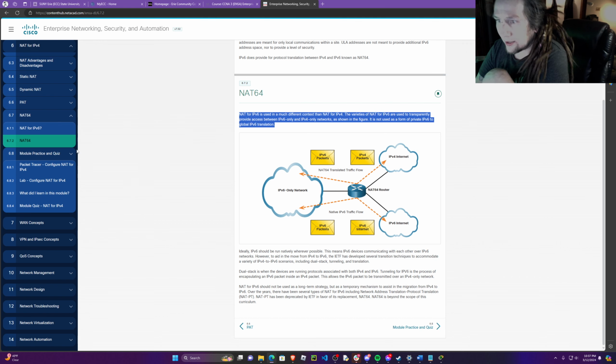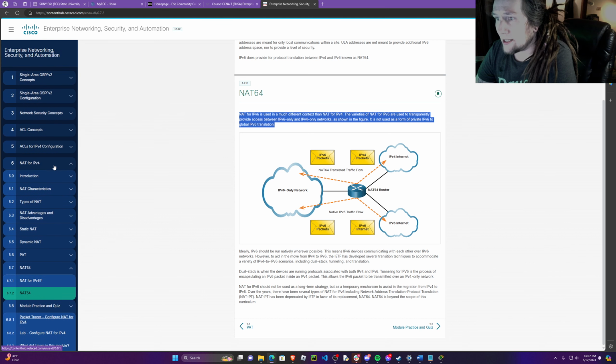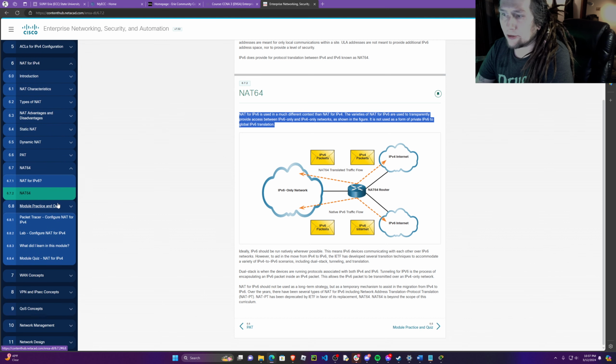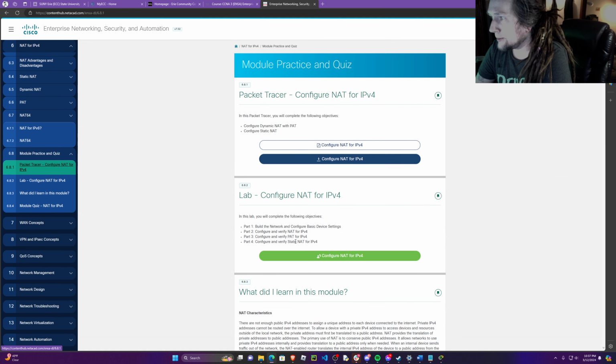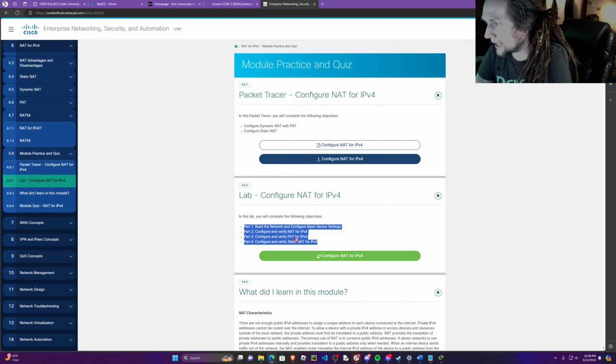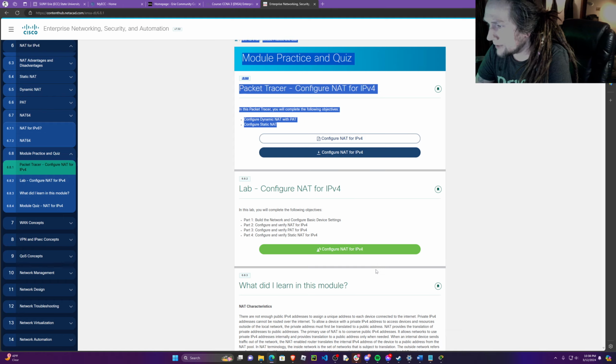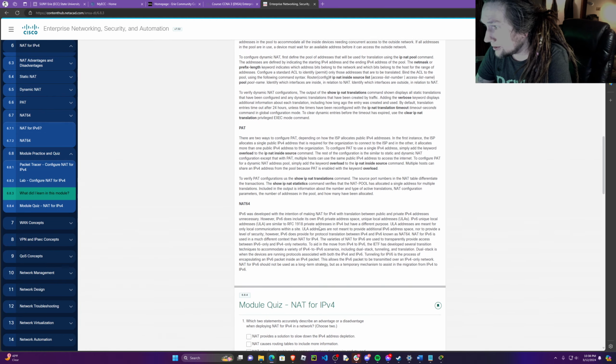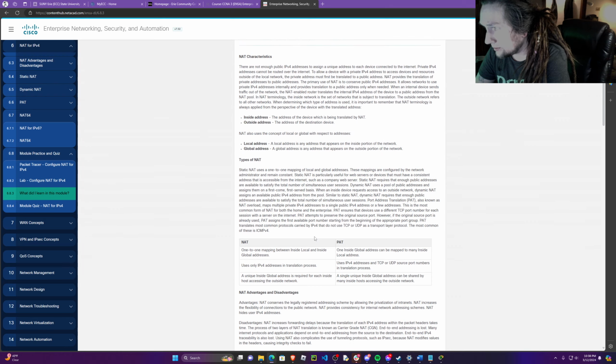So that is chapter 6, NAT, or Network Address Translation. In 6.8 here, we have a few labs we can go over. One is about configuring NAT for IPv4, or they're actually both. I think one is to do with real-life things, and this one is just for Packet Tracer. Or did I have that backwards? Yeah, I have that backwards. This one is to do it with real-life things, and this is Packet Tracer. And then here we can go over what we learned in this module, and there's a little quiz at the end there, which we're going to skip.